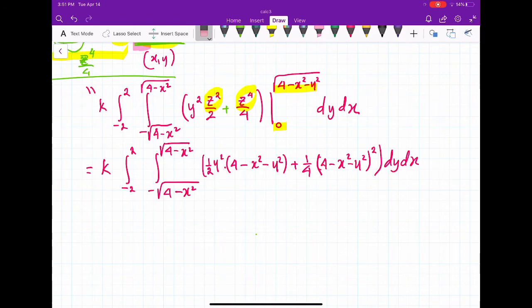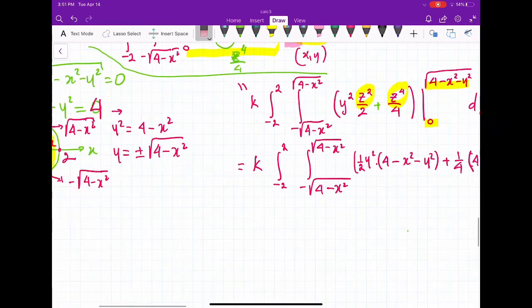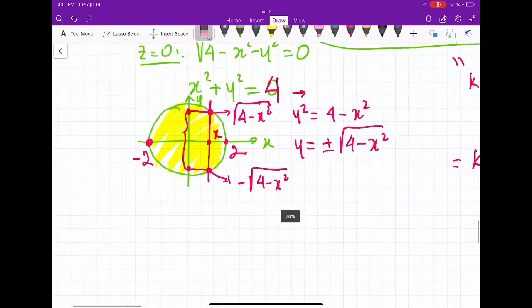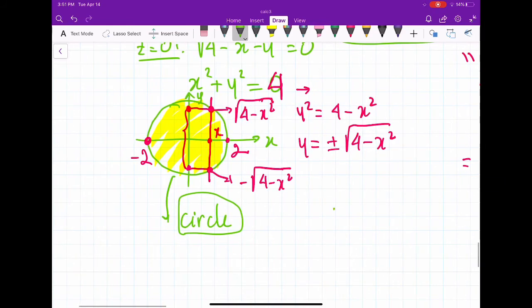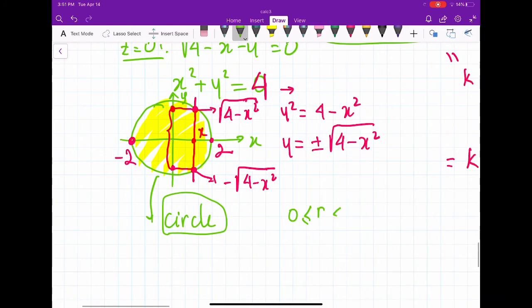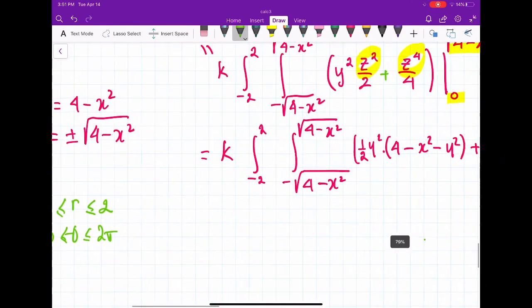So we need to evaluate this integral. But before doing that, let's look at one more time the region of integration. That is the circle. And we have experience with this. If we have such a region, it's easier for us to use polar coordinates, right? Because a circle can be described as r greater than or equal to 0 and less than or equal to the radius. In this case it is 2, and theta is between 0 and 2 pi. You see that?